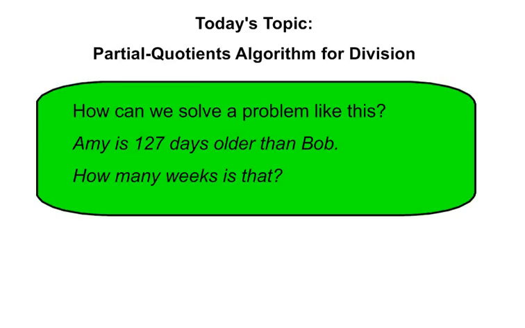Today's topic is the partial quotients algorithm for division. This year in math, in Unit 4, we're learning about division. And yesterday during our lesson, we focused on a mental math strategy for division. It was called friendly numbers. So friendly numbers will help us today with the partial quotients algorithm.